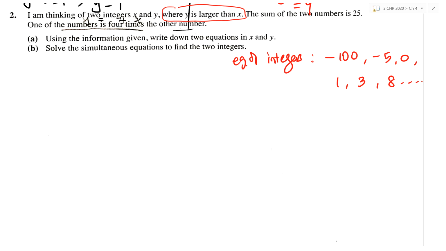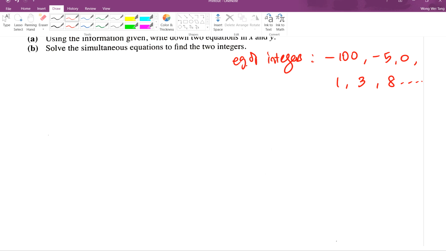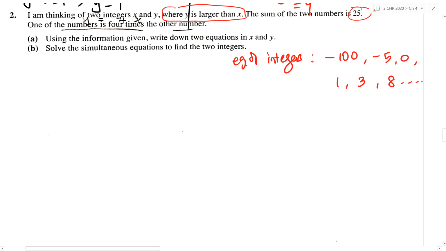I don't know. The sum of two numbers is 25. This one I can do. The sum of two numbers is 25. Can you form an equation? And what is the equation? Can you write down an equation first? Before I write down my equation, all of you should be looking now at your work and writing. The sum of X and Y is 25.